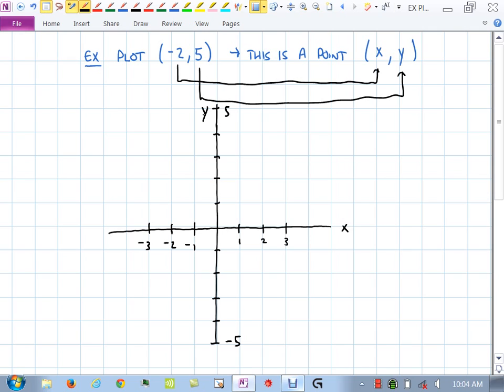So how do we plot that point? First thing we have to do is move to the left 2, right? Because the X is -2. So X being -2 puts me right there. But then I have to move whatever the Y is. And the Y here says to do what? 5 units up, because positive is up. So I go up to 5, and right there I will draw a dot. And that dot right there is the point that represents -2, 5.